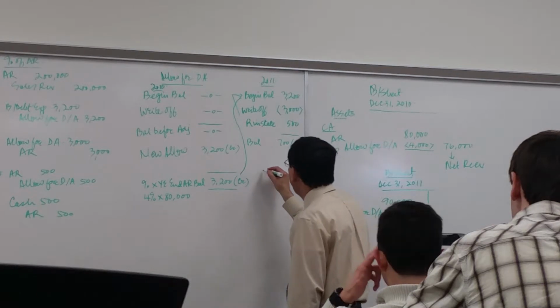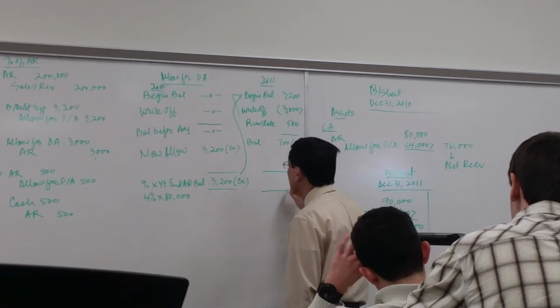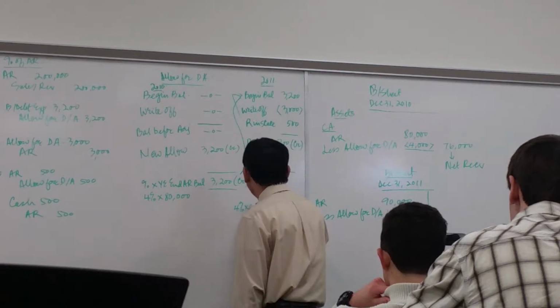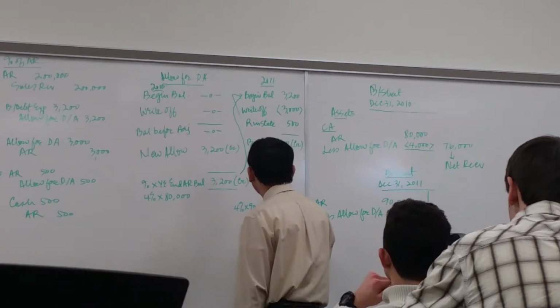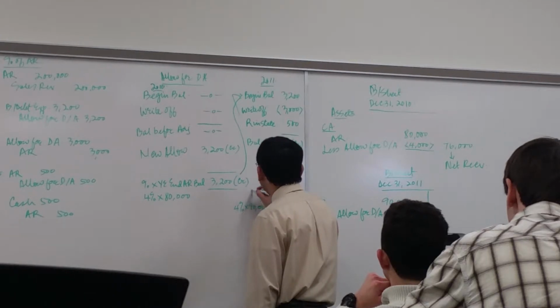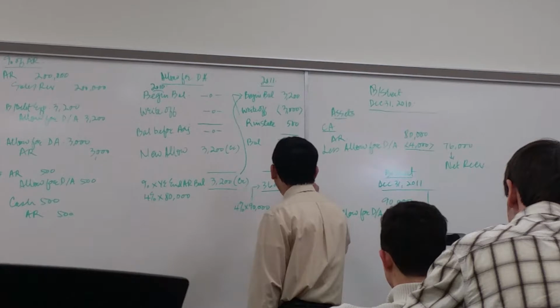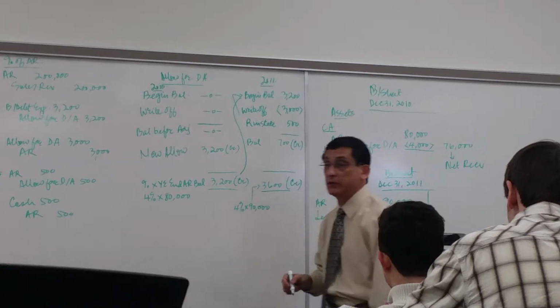How much do you want the allowance to end with? Is it 4% or what? Is it 90,000? Would it be 4% of 90,000? Would it be 3,600? You want the allowance to end with 3,600.